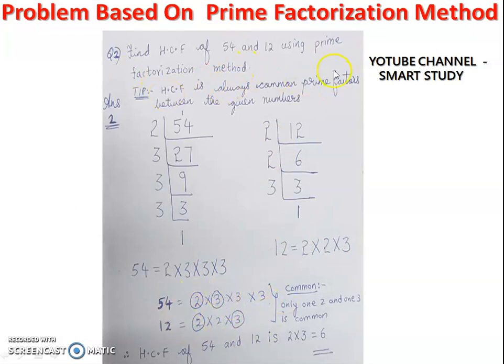Now, when I write the prime factors of 54 and 12, what is HCF? Tip is, HCF is always the common prime factors between these two numbers. If three numbers are there, it means common prime factors between three numbers. If two numbers are there, it means common prime factors between those two numbers. So between these two, one 2 is common. So one 2 I'll take, and again between 54 and 12, one 3 is common. So I'll take one 3. So HCF of 54 and 12 is 2 into 3, which is 6.